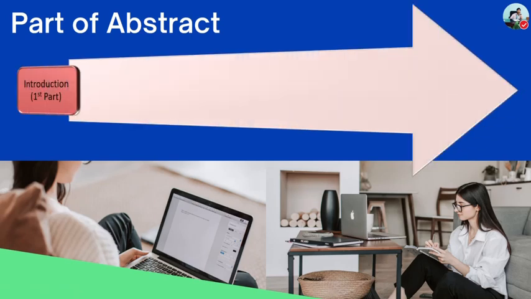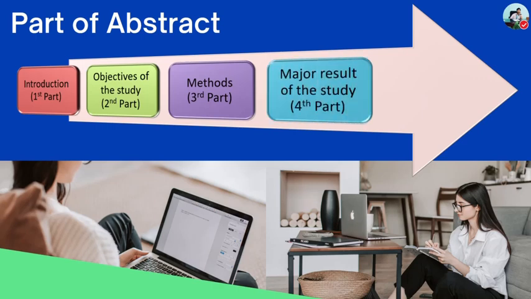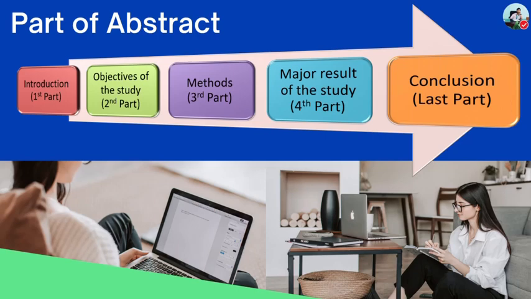First, there is an introduction, which is the first part. The second part would be the objectives of the study. The third part would be the methods. The fourth part would be the major result of the study. And the fifth part is the conclusion, which is the last part. So again, the first sentence of the abstract must be the introduction of the topic.